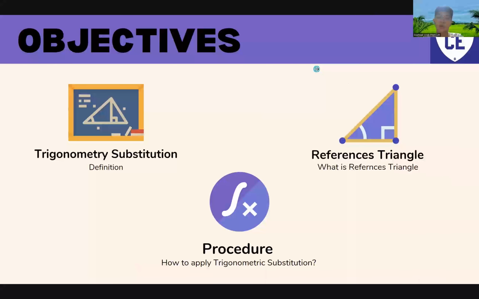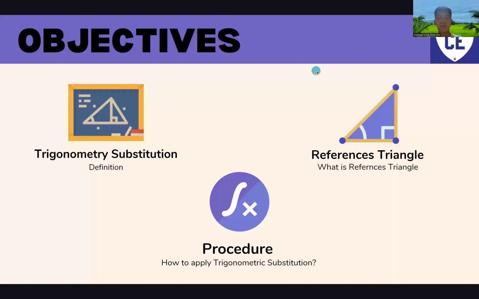The objective of today's video is to explain thoroughly what trigonometric substitution is, by telling you the definition first and what the reference triangle is. Do you wonder why we have to show the reference triangle in order to solve this integral problem? Let's see together. And the third one is the procedure of the integration. How are we going to apply the trigonometric substitution to the integral?